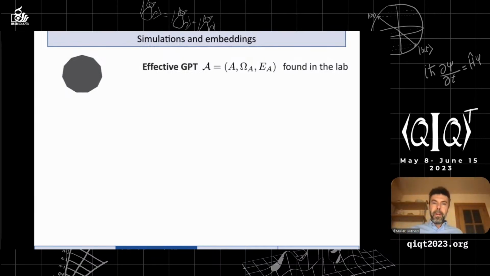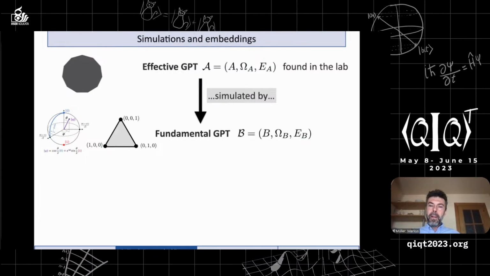So think of, for example, an effective probabilistic theory that you have found in the laboratory by doing, for example, theory agnostic tomography. Maybe you find something like this weird gray state space. Then you think that, well, somehow this must have been simulated by the fundamental probabilistic theory that's really governing the laboratory physics fundamentally, microscopically. For example, I could believe that fundamentally quantum theory is governing the laboratory, or perhaps it's fundamentally classical. Maybe I want to test that assumption, whether that makes sense.